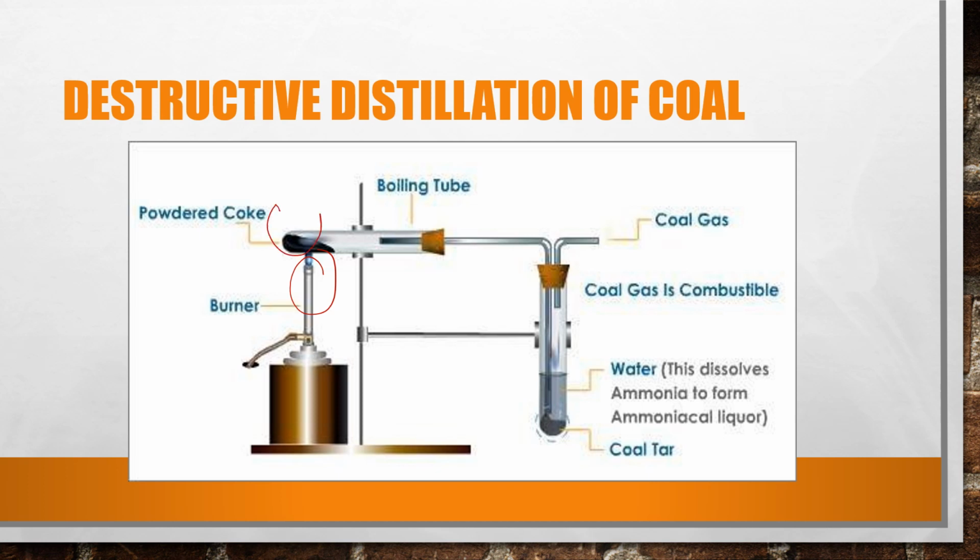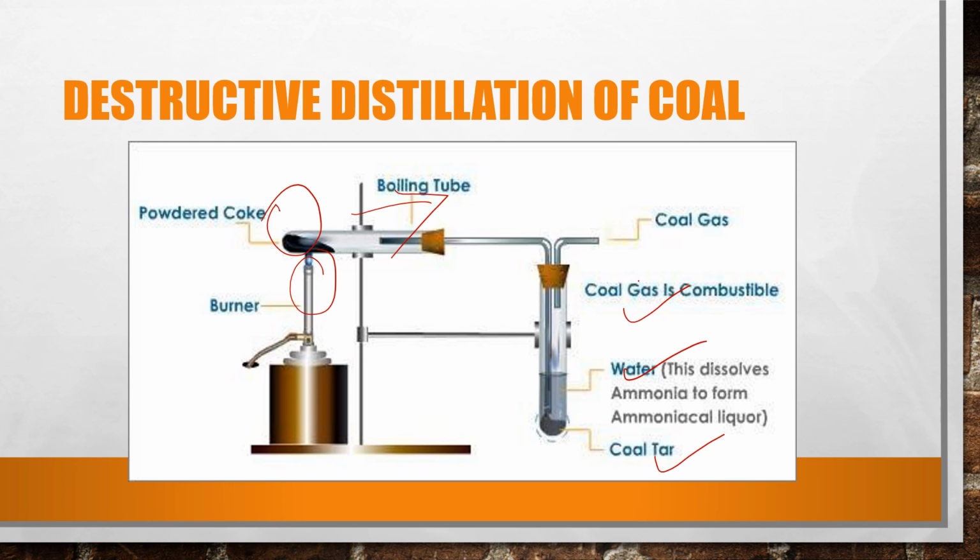So you can see it is being heated, it is passing through a boiling tube, and we can say that the coal is heated in this process. The coal is being heated at 1000 degrees centigrade, in the absence of air, to obtain some useful components such as coal gas, coal tar, water, and others which are found through this process of destructive distillation.